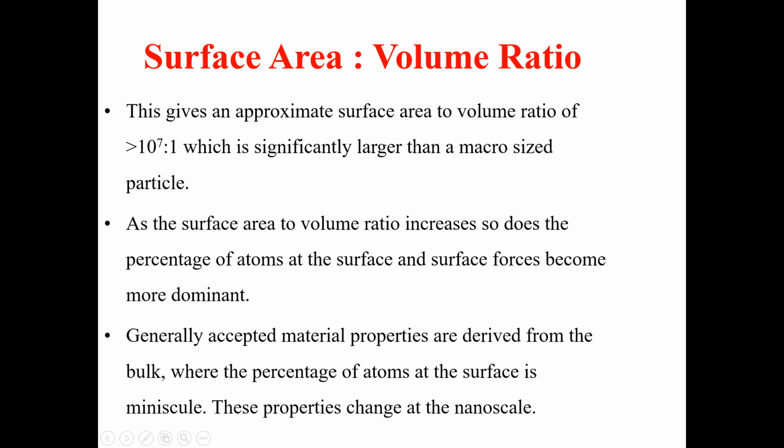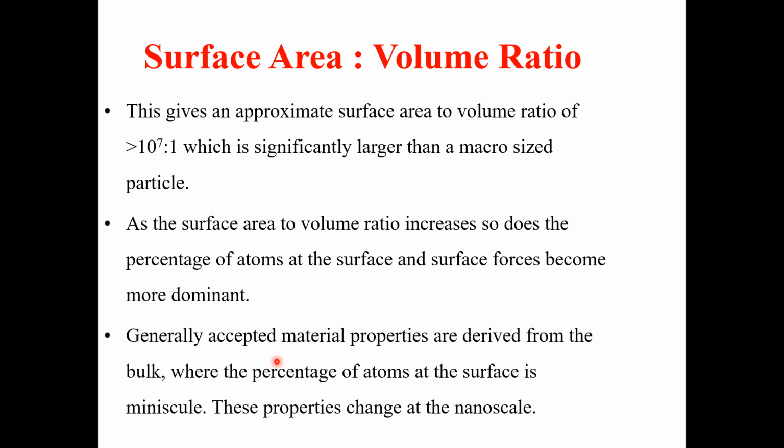As a result, the generally accepted properties of materials derived from the bulk change at the nanoscale, because we have a larger percentage of atoms at the surface. A larger number of atoms come in contact with other material compared to the bulk material. In bulk, the majority of atoms are in the volume, so they are unable to be exposed to the external or ambient environment. At the nanoscale, the majority of atoms are at the surface, so they can react more actively and more prominently than in the bulk material.